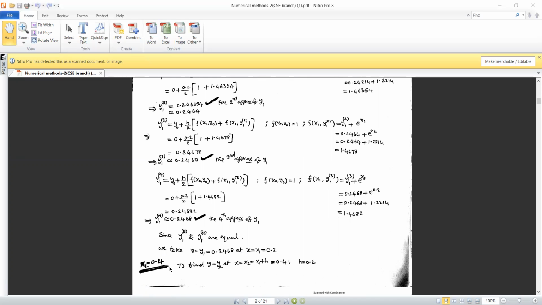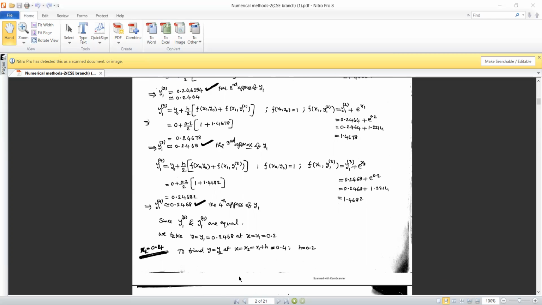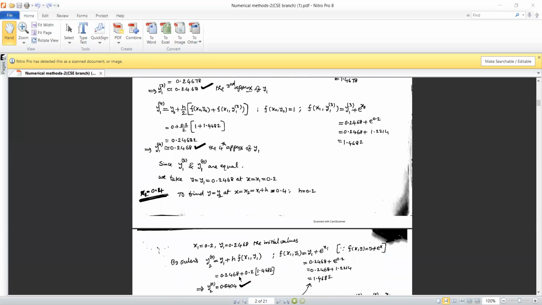Now moving on to the second step, we use the previous value which we calculated in the first part and consider this value as our initial value so that we can move to the next step. Let the value which we calculated in this step become the initial value for the next formulas. Now let us consider x naught equal to 0.2 and y naught equal to 0.2468. Okay, and further we use the same way.